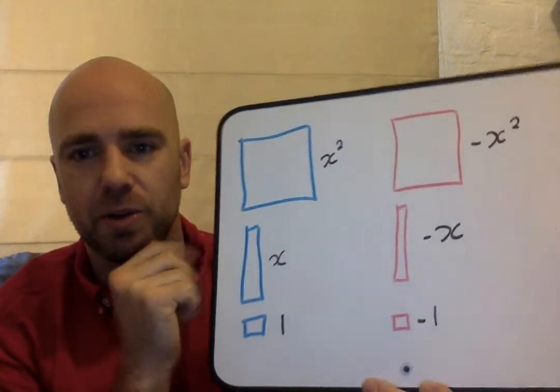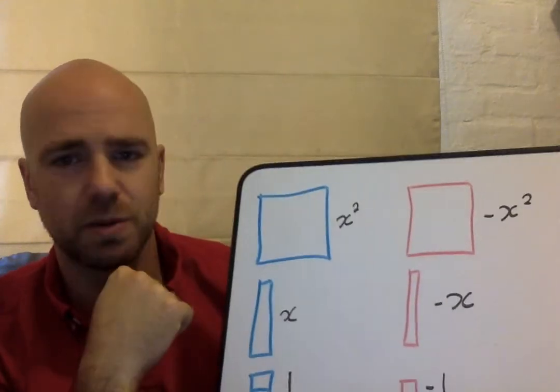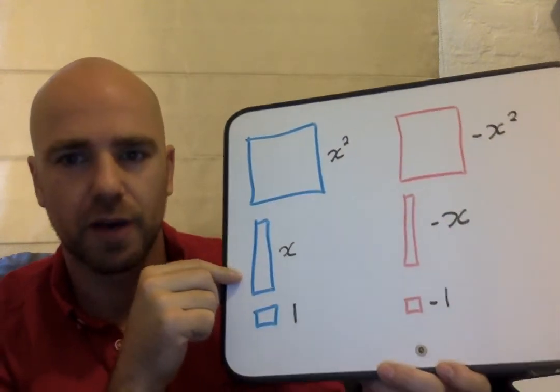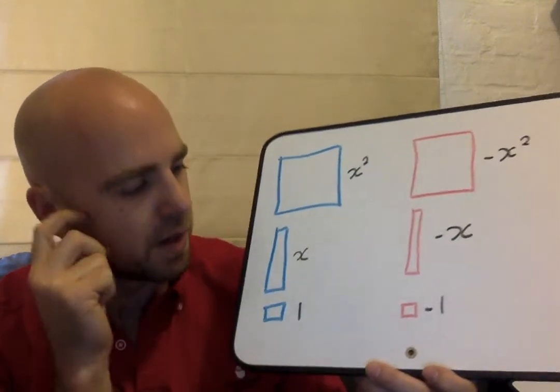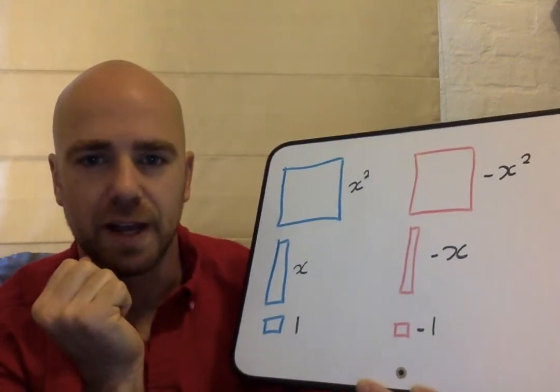So just as a reminder from last time, we were using these tiles where blue represents x squared, a long blue rod represents x, a little square represents 1, and if it's red, it's all negative. I'm going to erase this board because I'm going to be using both of them. We're going to start with using the pictures, and then we're going to get away from it a little bit just to look at the terms themselves.